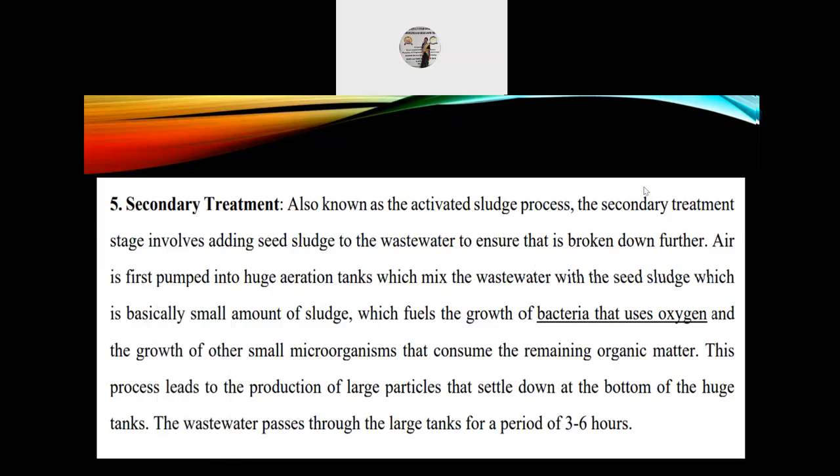Next, secondary treatment. Also known as the activated sludge process, the secondary treatment stage involves adding seed sludge to the wastewater to ensure that it is broken down further. Air is first pumped into huge aeration tanks which mix the wastewater with the seed sludge, which is basically a small amount of sludge, which fuels the growth of bacteria that use oxygen and the growth of other small microorganisms that consume the remaining organic matter. This process leads to the production of large particles that settle down at the bottom of the huge tanks. The wastewater passes through the large tanks for a period of 3 to 6 hours.